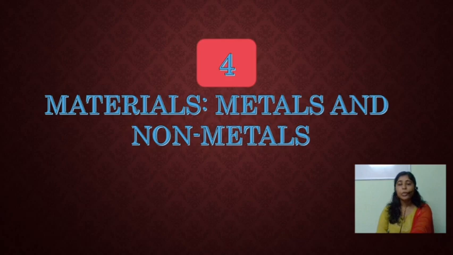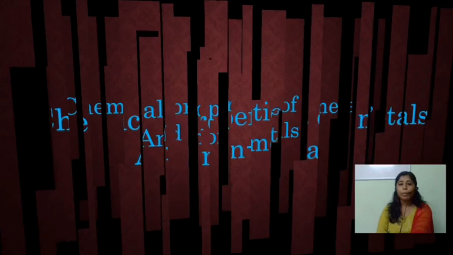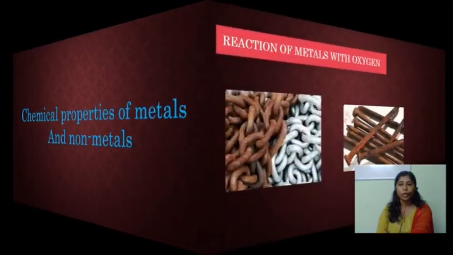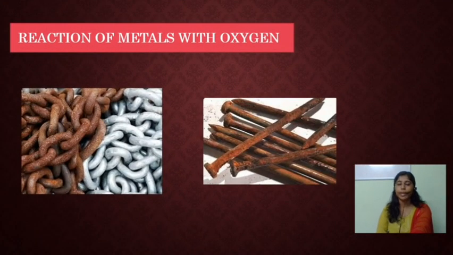Today, we will be learning about the chemical properties of metals and non-metals. In our previous class, I mentioned these chemical properties of metals and non-metals, and they include the reaction with water, reaction with oxygen, reaction with acids, etc. So first, we can look at the reaction of metals with oxygen.